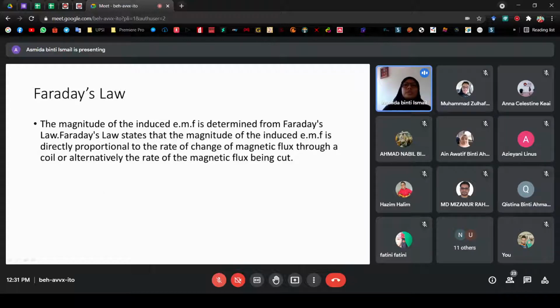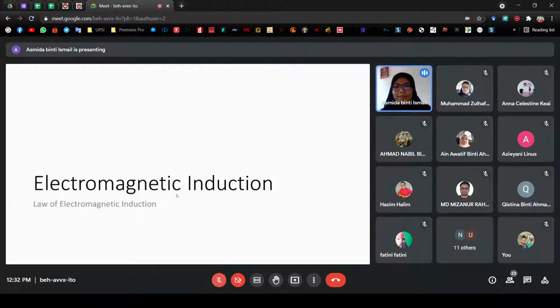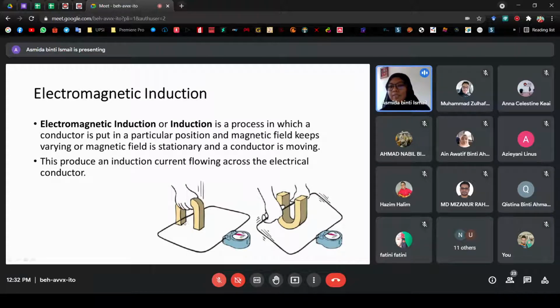is directly proportional to the rate of change of magnetic flux through a coil, or alternatively the rate of magnetic flux being cut. So Faraday's law says the value of the induced EMF, daya elektromagnetik yang teraruh tu, akan bergantung kepada berapa banyak magnetic flux yang terpotong. Berapa banyak magnetic flux yang terpotong ni berkadar terus dengan berapa banyak electromagnetic induction yang terhasil. Itu maksud dia.